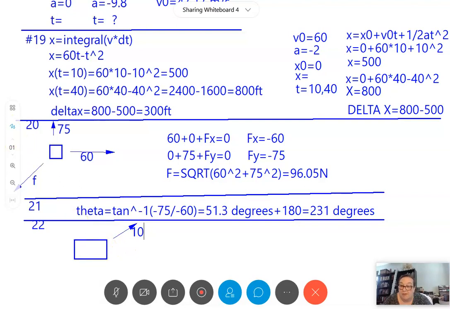Now, what other forces do we have acting on this? Well, we still have a gravitational force pulling us down, and we have a normal force pushing us up. So let's label those as force normal and mg. And we may or may not have friction, but that's in the x direction, and it turns out not to matter for this problem.